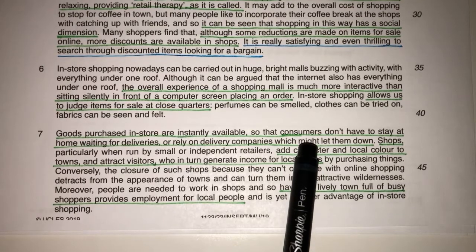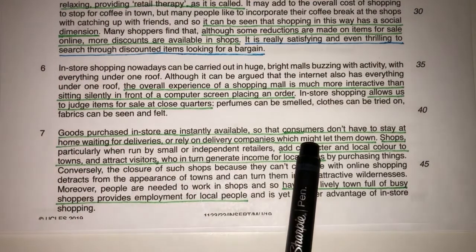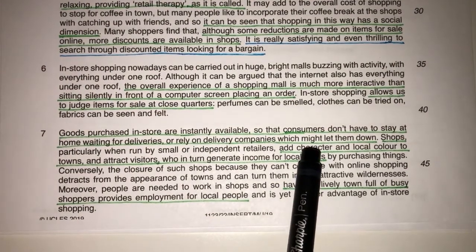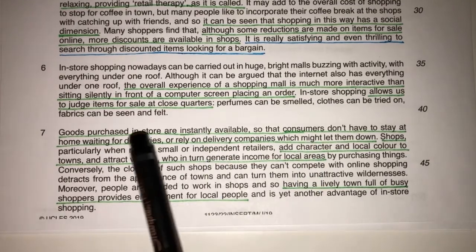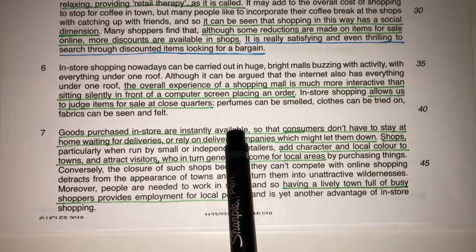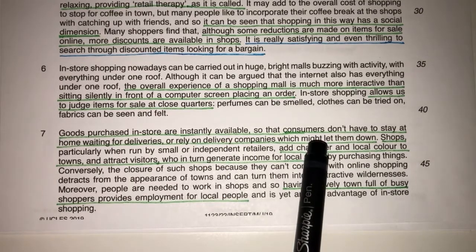They can be late. They can lose your item. They can lose your package, right? Or your package can be stolen. So in store, you just take it and you go. Online, you have to wait to receive it.